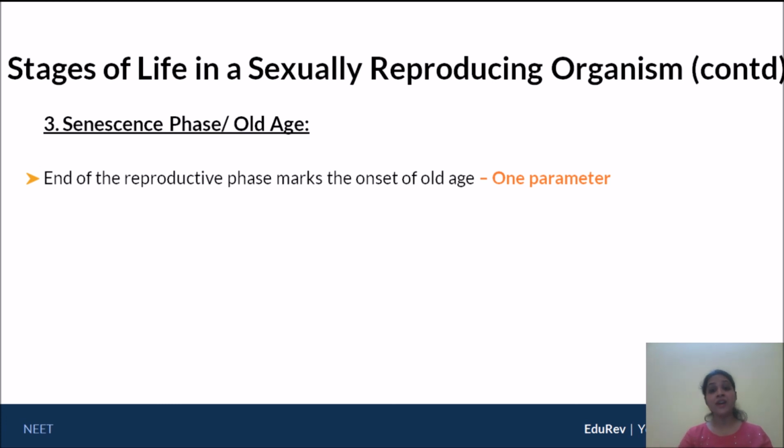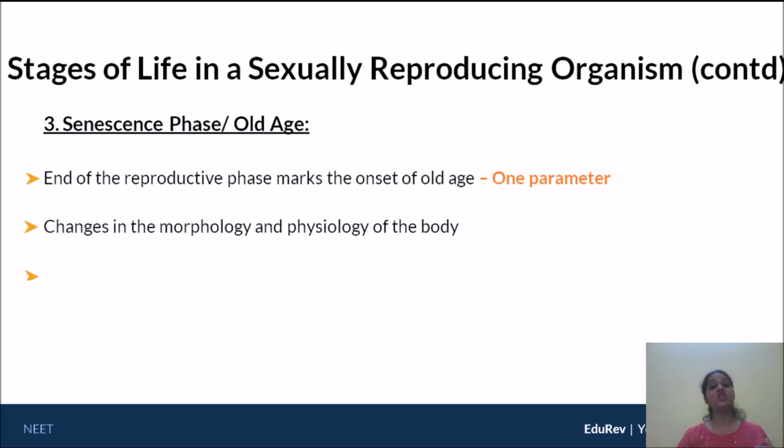Apart from that, we have other parameters. Now, what are the other parameters that define senescence? The one is change in morphology and physiology of the body. Now, apart from the end of the reproductive phase, I want you to think about it. Definitely, as a person starts getting older, you will see morphological changes. For example, shortening of height, wrinkles on the face, you start losing your eyesight, all of those type of things. And physiological changes of the body.